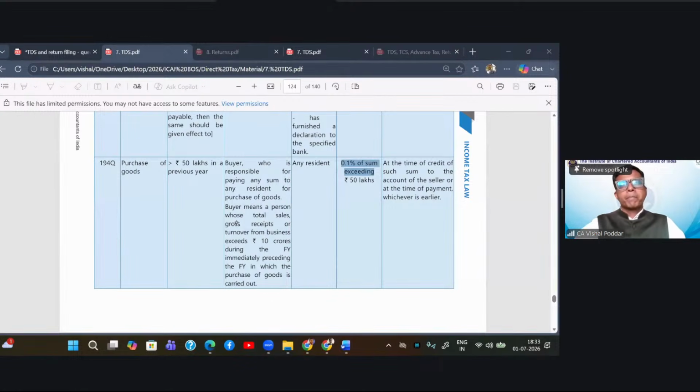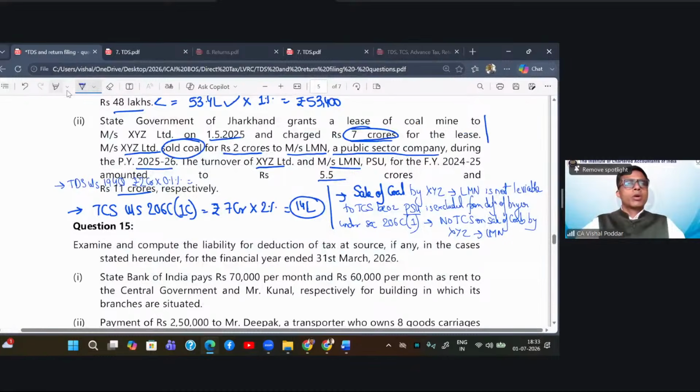So as I said earlier, generally the threshold has to be included in the amount of TDS calculation. However, there are exceptions to this, and this is one such exception. So it will not be on 2 crores. It will be on the amount exceeding 50 lakhs. So 2 crores minus 0.5 crore, that is 50 lakhs. So on 1.5 crore at the rate of 0.1%. So 1% is 1.5 lakh. It will be 15,000.